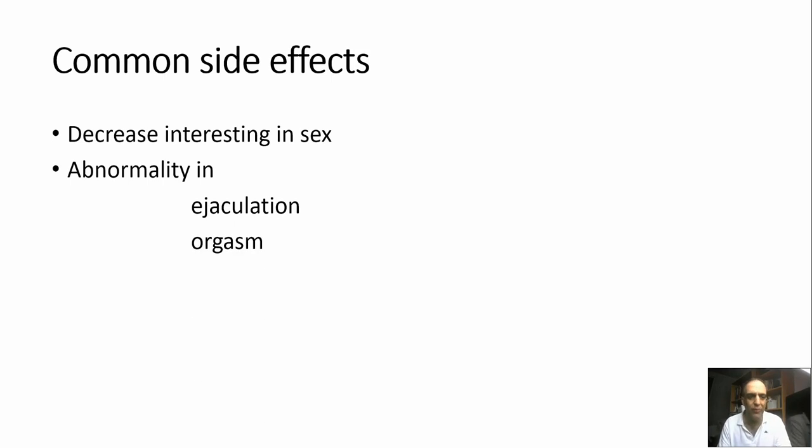And in orgasm, sometimes there is a painful orgasm, sometimes the orgasm can never happen, and sometimes both ejaculation and orgasm stop, and sometimes premature ejaculation also happens in this situation. Impotence also can be one of the side effects of these drugs.